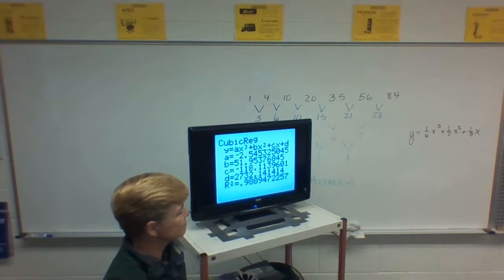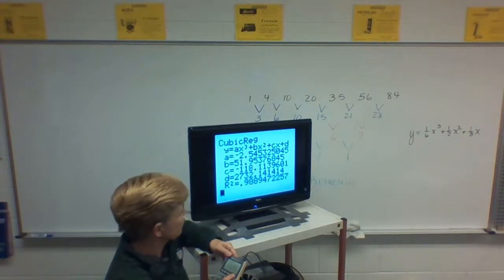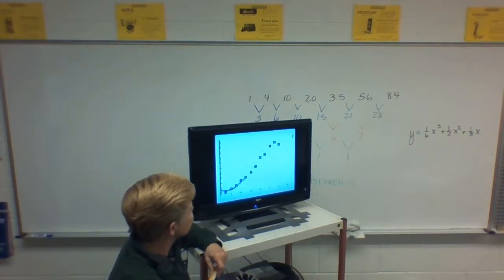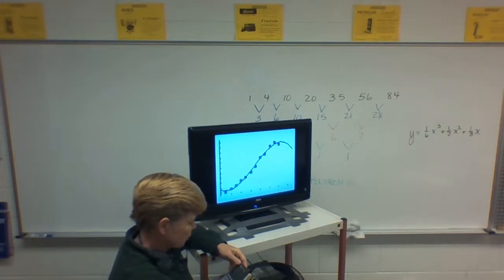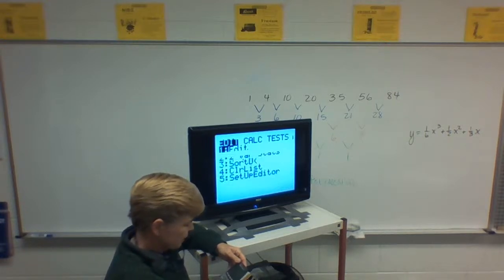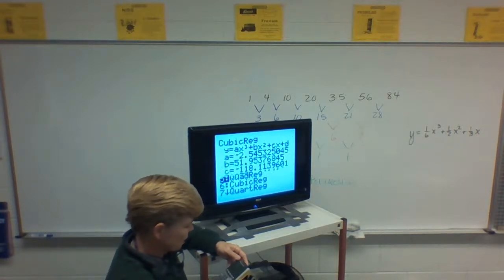Whoa, that's a nice fit. Let's see what it looks like. Pretty close to most of those points. Looks pretty good. I want you to also put a quadratic one in though. So I want you to do that, calc, and then down to quadratic and do it as well and see how well it fits.